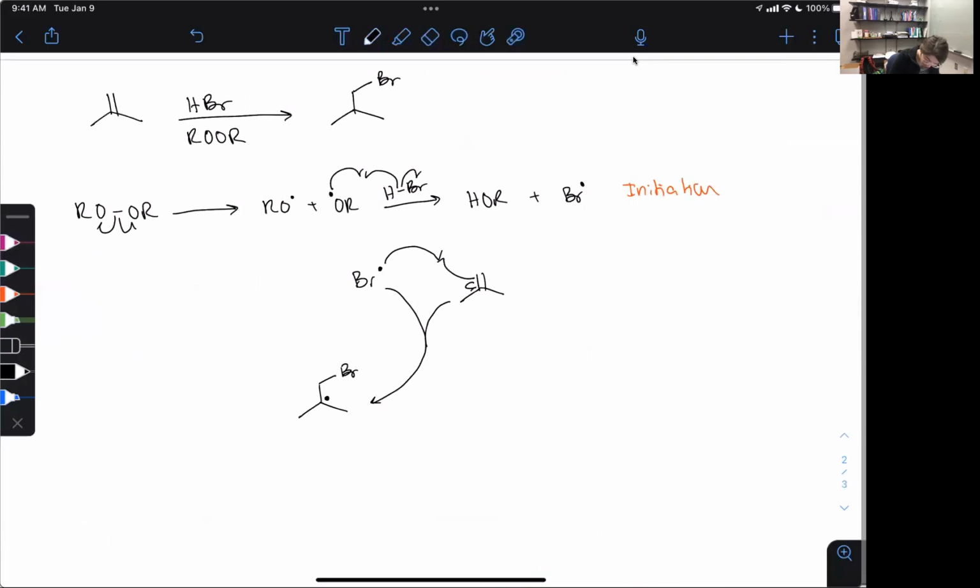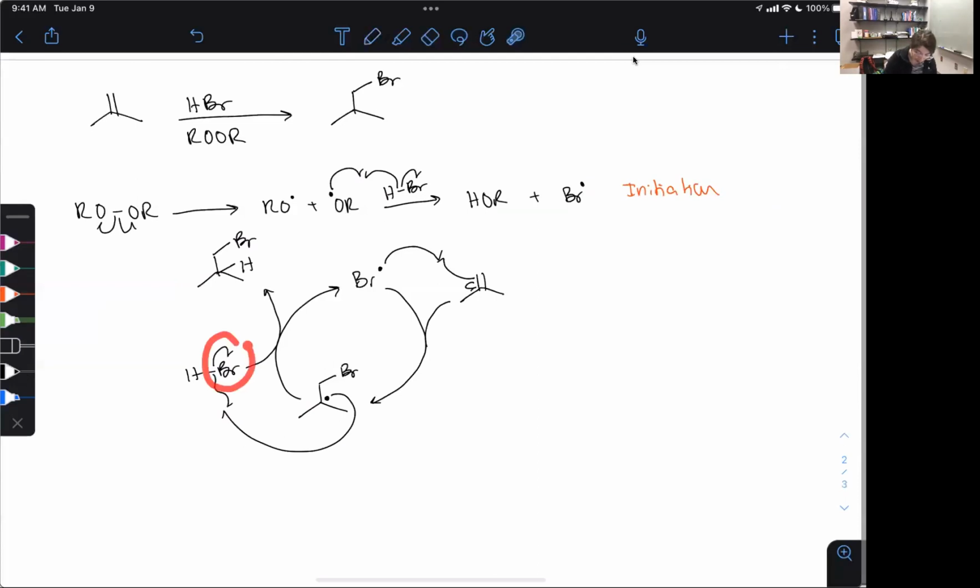Okay, and that's going to be finishing off our propagation step. So we're going to have HBr. We're going to do another hydrogen abstraction here, where that bromine is going to get the electron. The H is going to end up on the carbon. So we're going to end up getting that product out. And in the process, we have made more of our bromine radical, which can then go react with another equivalent of the alkene, and we go on and on our merry way.